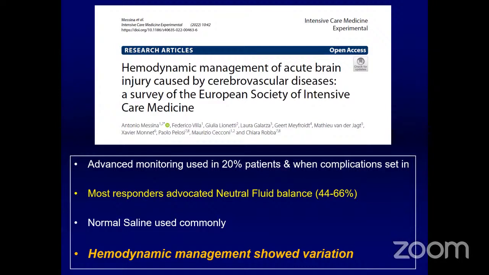Most of the responders advocated a neutral fluid balance. That was 44 to 60% of these people. Nobody wanted a restrictive or a positive balance, but the tendency was to maintain a neutral fluid balance, so that whatever is the intake, that is the output, and we don't add or take off a lot of fluid. And as we all know, for acute brain injury, all studies have shown that normal saline is to be commonly used, and it should be applied for our day-to-day practice also.